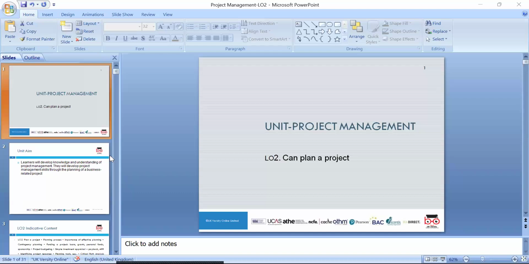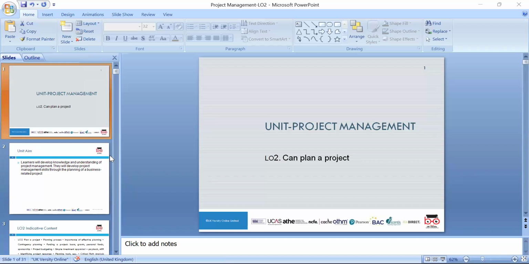During last lesson 1, we discussed LO1, learning outcome 1, where we learned what a project is and what is meant by project management. We discussed risk management and time management, how we can schedule our activities, and how we can manage our funds and resources to achieve the project objective.